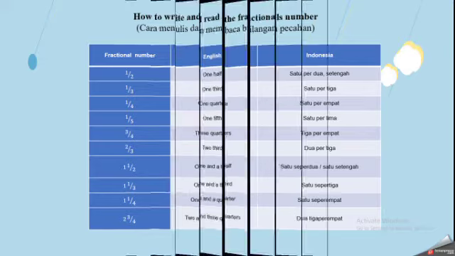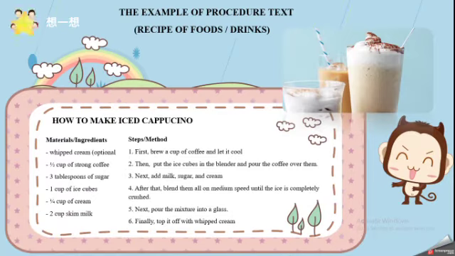This is the example of procedure text. The recipes of drinks. The goal is how to make iced cappuccino. Materials or ingredients. They are whipped cream, 1/2 cup of strong coffee, 3 tablespoons of sugar, 1 cup of ice cubes, 1/4 cup of cream, and 2 cups skim milk.